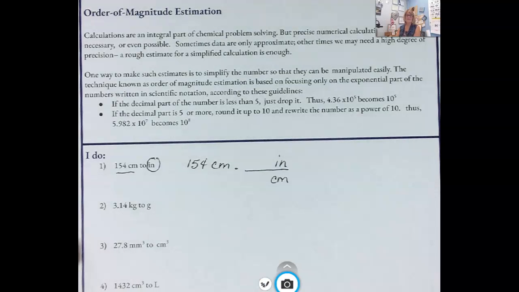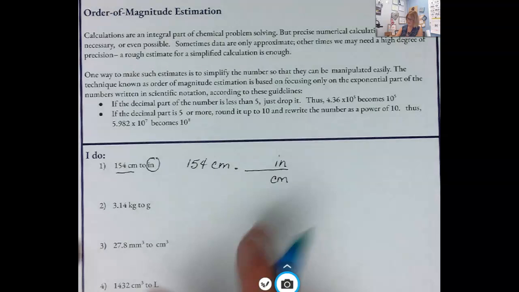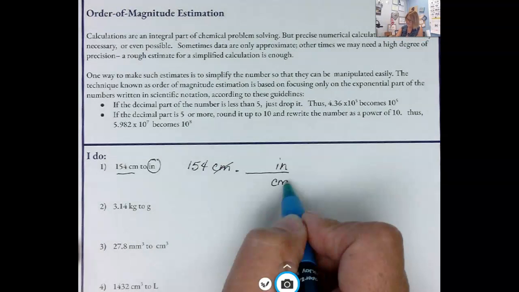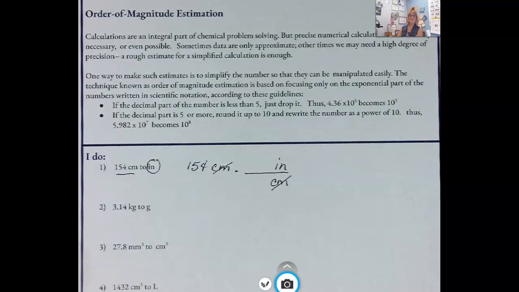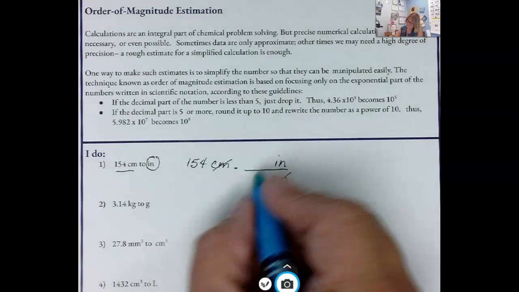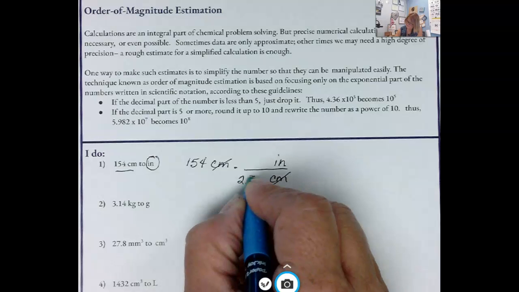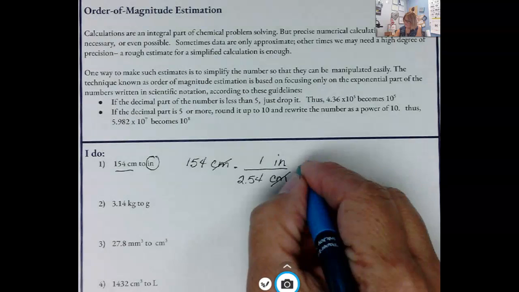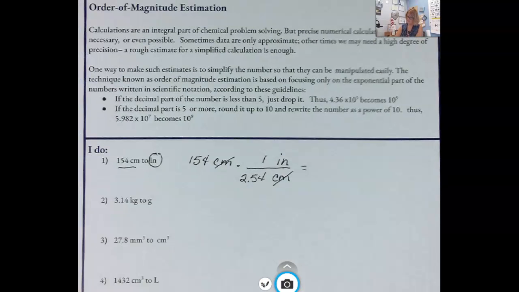Now, if this is a multiple step problem, you may not be able to put what you're going to right there. But see, we've already got these canceling out. Now I just need to put my conversion in where it goes. And they do give you a conversion for that. If not, I probably need to make sure you have a conversion factor sheet somewhere. But the rule is that there are 2.54 centimeters in 1 inch.